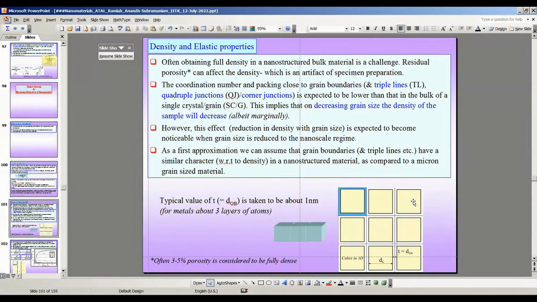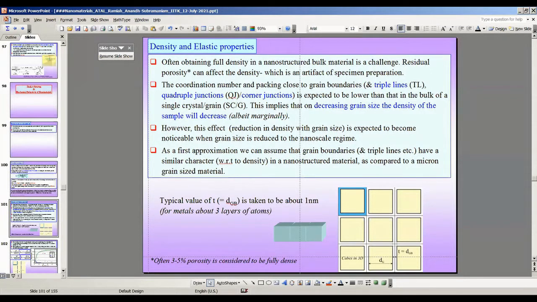Normally, a density, as I pointed out, is called a structure insensitive property. I don't worry about the density in a bulk material because of the presence of grain boundaries or dislocations. But in nanostructured materials, I need to worry about it, because now you have grain boundaries or triple lines or quadruple junctions, right? So these are defected regions where the crystal sees a break in the continuity. The periodicity is broken.